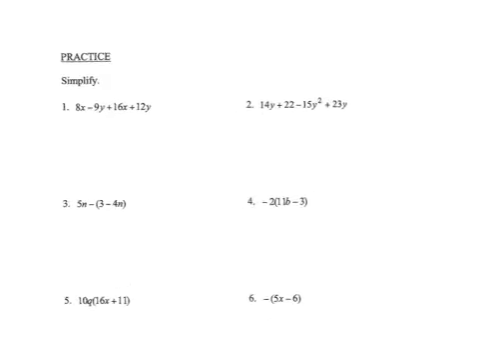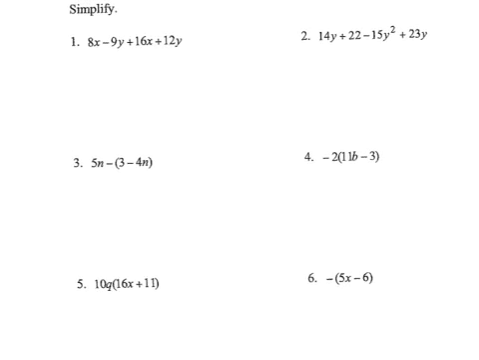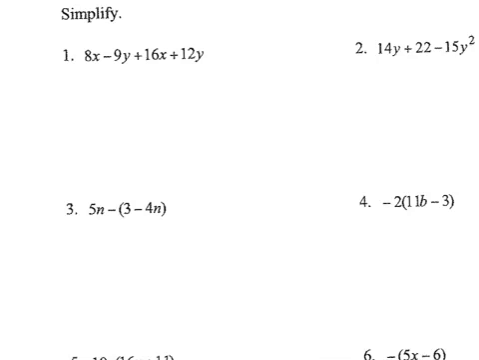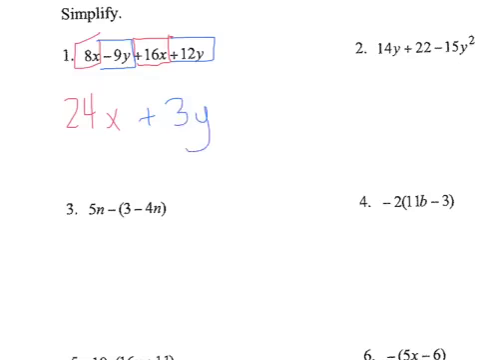Now we're moving on to page 6, which has some practice problems. These are just combining like terms and simplifying, so we're not going to get an x equals or a y equals. We're going to combine our x's in problem 1, and it may be helpful to put a box around the like terms. Make sure that you include the symbol that's in front. So we've got an 8x plus 16x, which is 24x. And then for the y's, we have a negative 9y and a positive 12y, which makes a positive 3y. And that's your answer for that one.